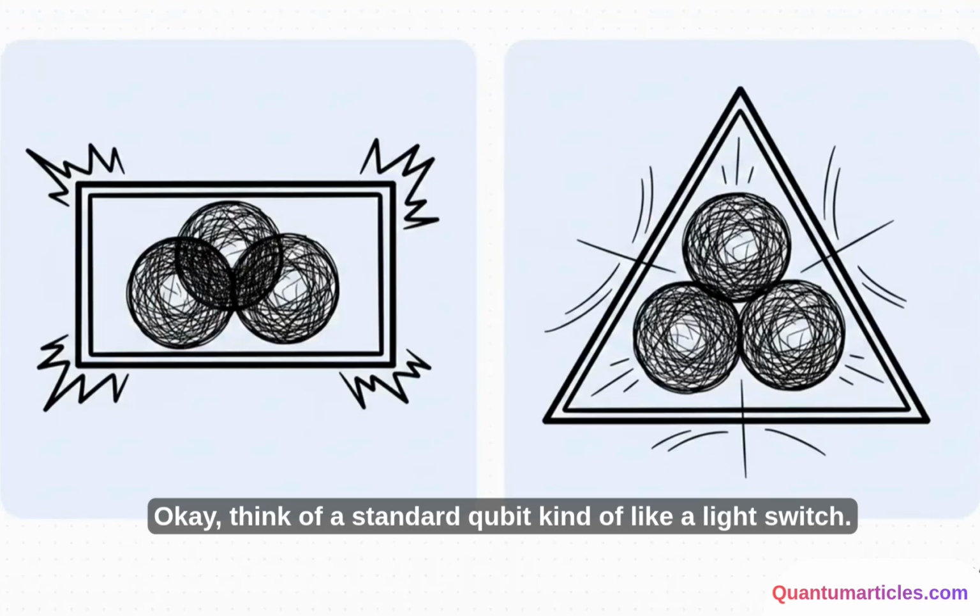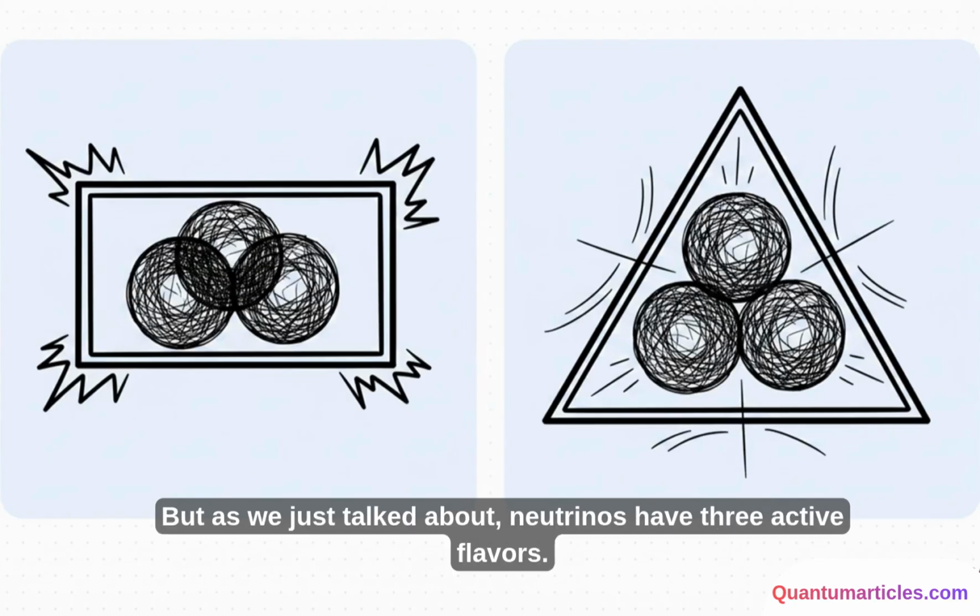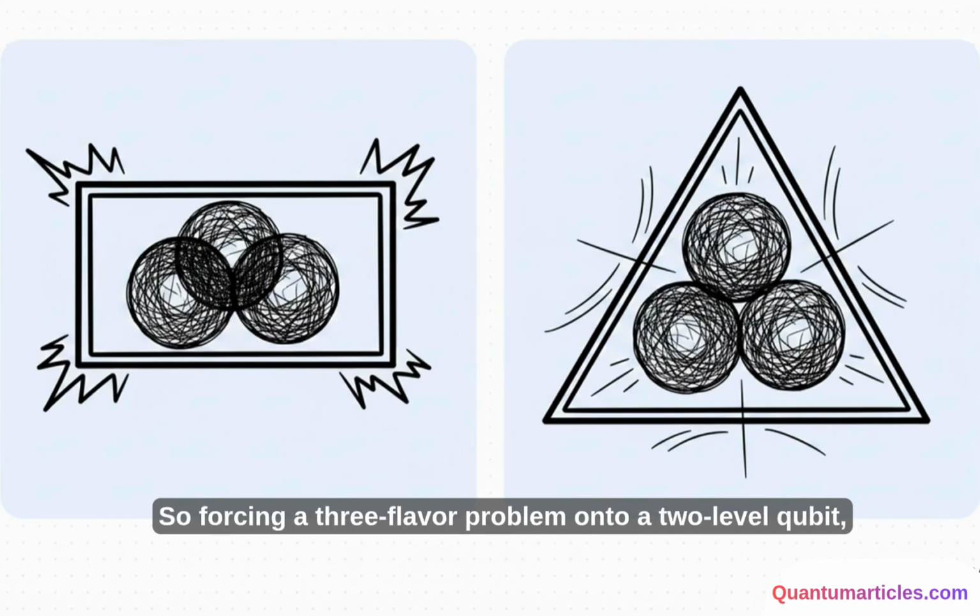Okay, think of a standard qubit kind of like a light switch. It has two energy levels, mapping natively to SU2 math. But as we just talked about, neutrinos have three active flavors. So forcing a three-flavor problem onto a two-level qubit, it's kind of like trying to play a piano with missing keys.